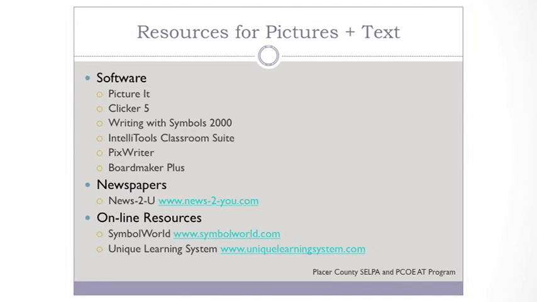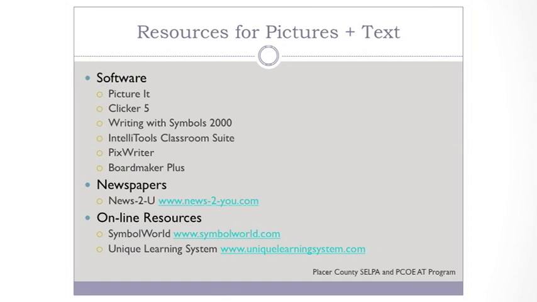Resources for pictures and text. So when we look at combining the text with the pictures, how do we do that? There's different software that lets you do that: Picture It, Clicker, Writing with Symbols. Writing with Symbols is great. Basically, you type what you want to have come out, and the pictures just automatically pop up with the words. It's really simple. We've got IntelliTools Classroom Suite, PixWriter, and BoardMaker Plus. BoardMaker Plus has a new feature in it, which is called Symbolate. It is great. Again, it's much like Writing with Symbols. You just type and the pictures pop up.